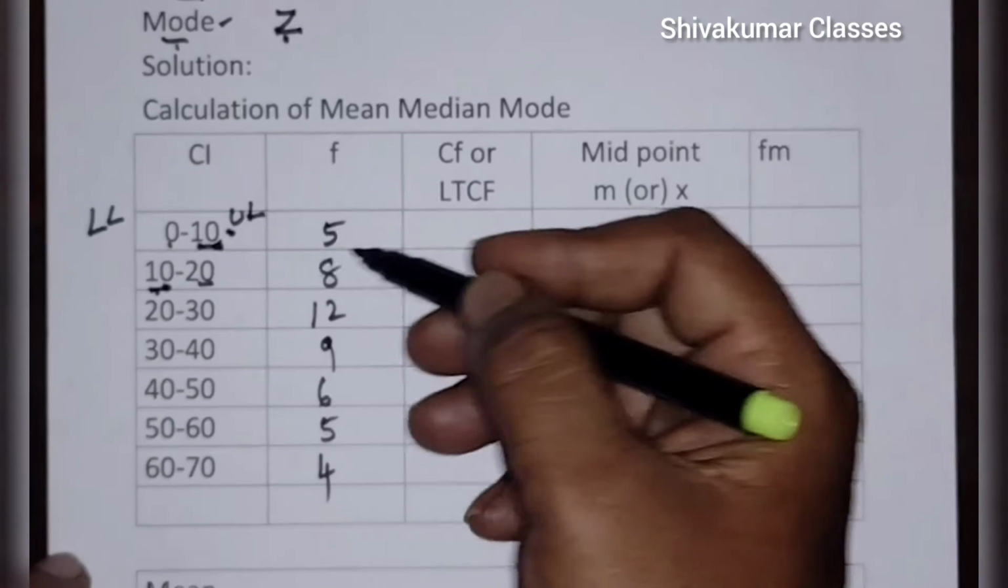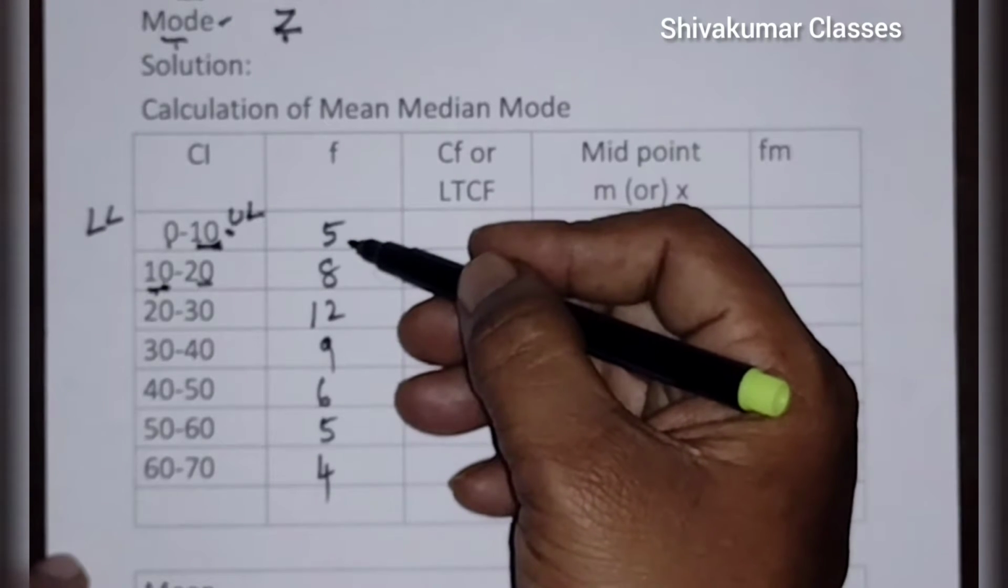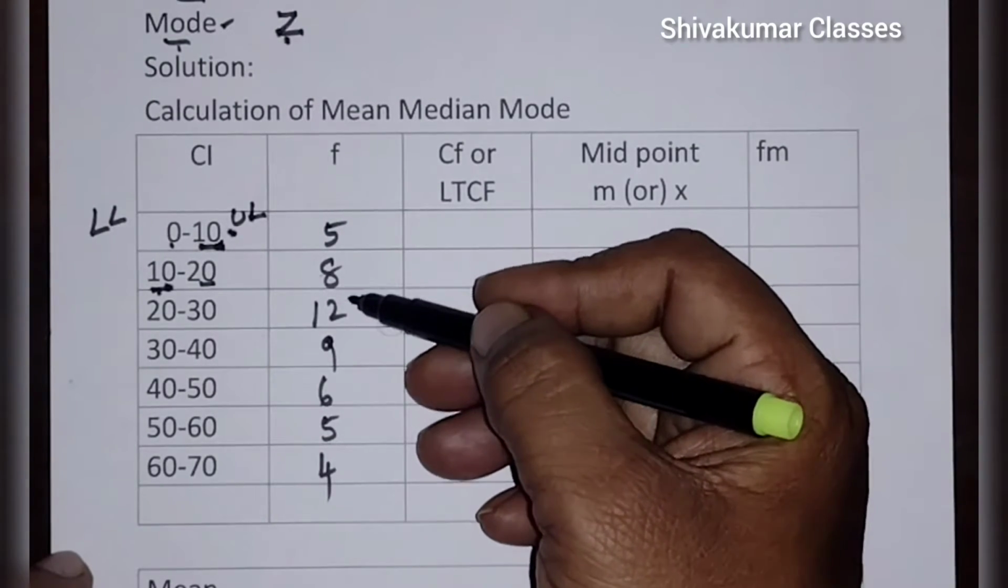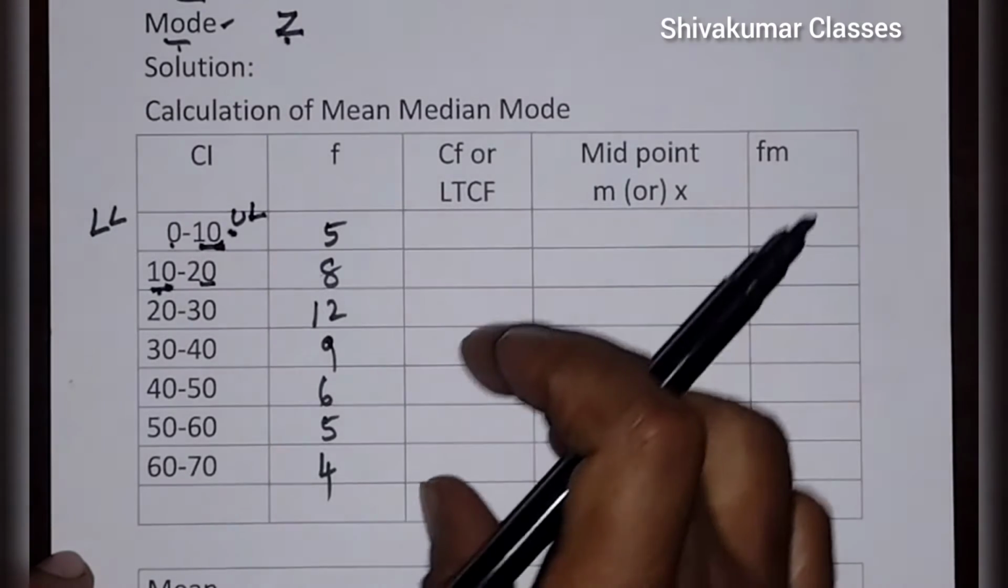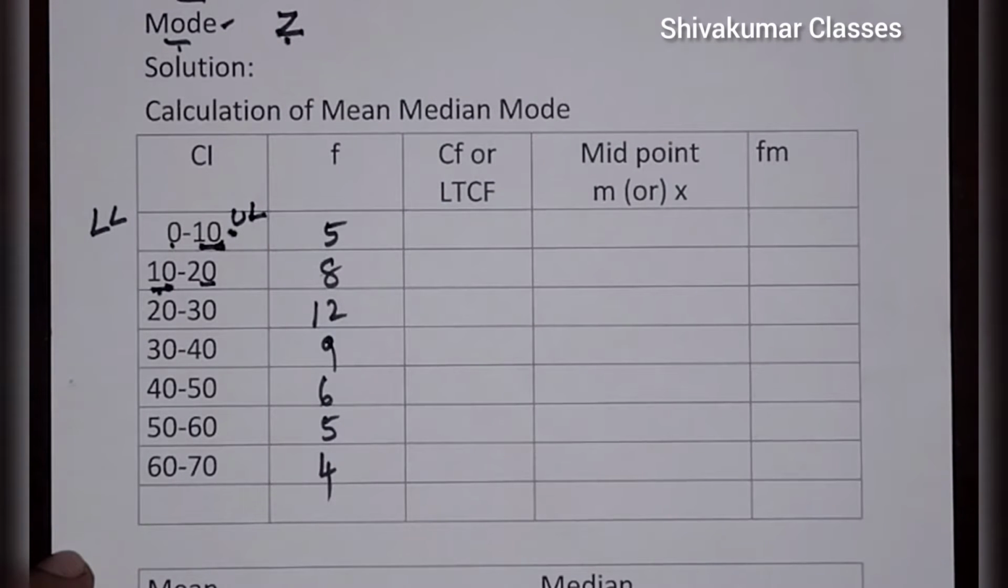Now for the value 0 to 10, how many persons are there? 5, that is, it repeats 5 times. For 10 to 20, the value repeats 8 times, like that it is given. Only these two things are the question. The remaining 3 blank columns are the answer which we are going to work out.